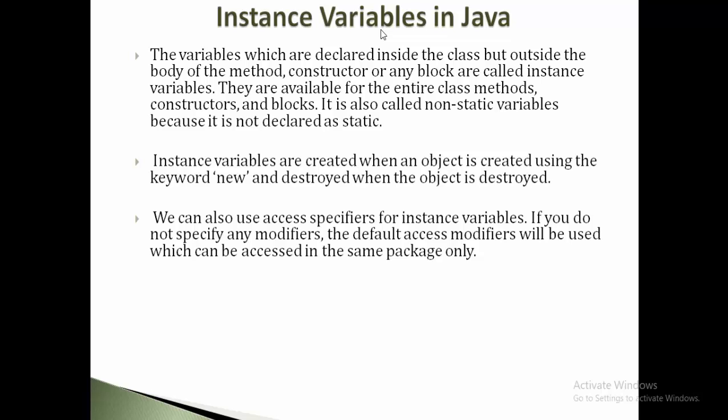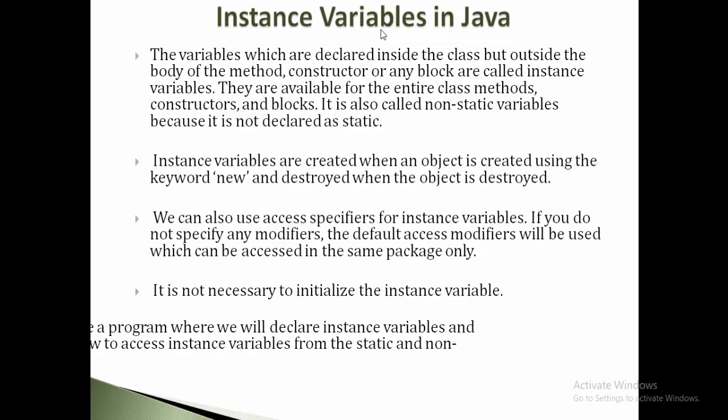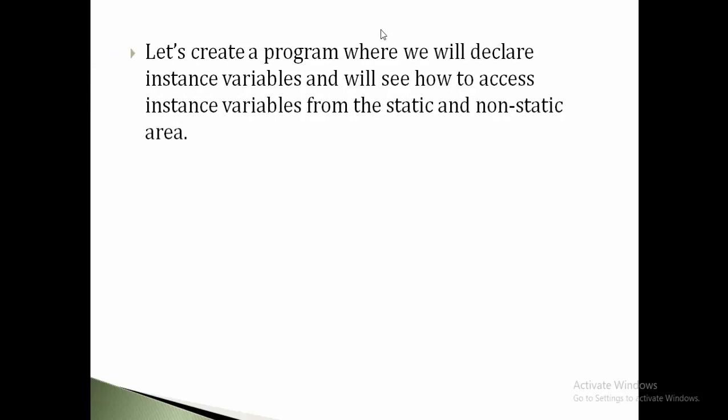And as we know, when we declare the local variables, those variables must be initialized. But in the instance variables, there is no need to initialize the value. We can just declare. But as and when we require, at that time only we can initialize or assign the values. Okay. So this is the point. So let us write one program where we can declare the instance variables, and let us see how to access the instance variables from static and non-static area. Okay. So let us see the example.